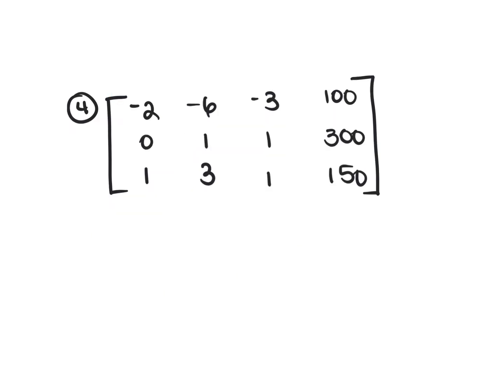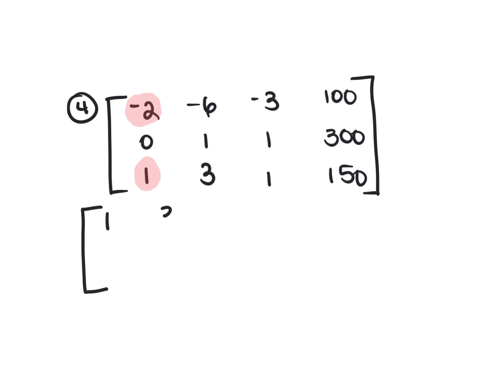So as I look at this one, my first thing that I need to do is try to make sure that I get a 1 right there. Well, 2 is not 1, -2 is not 1, but I'm noticing that this is very interesting because that has a 1 in that location. So the first thing we're going to do is interchange those two rows.